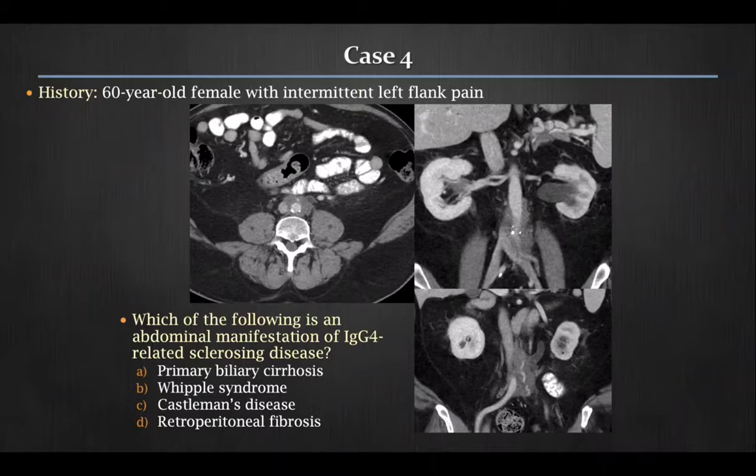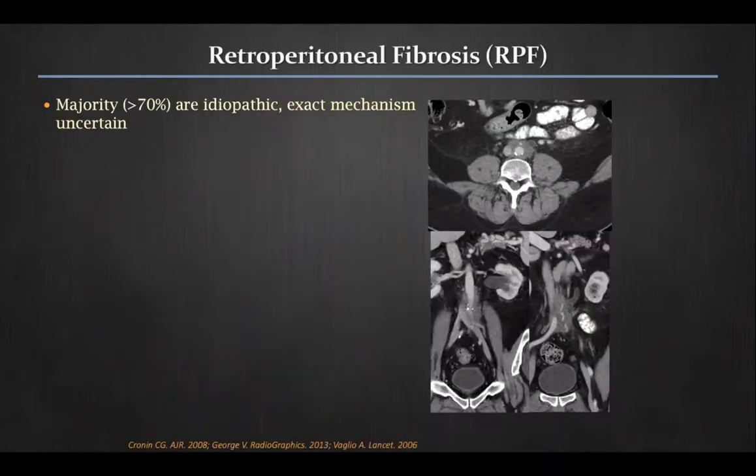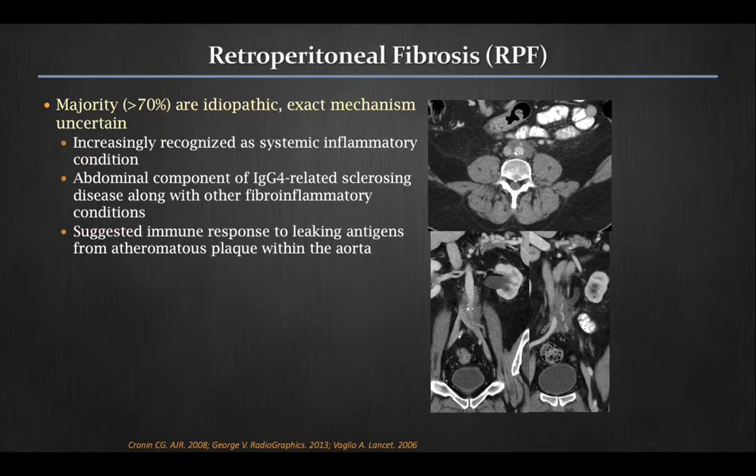So the multiple choice question, which is a manifestation of IgG4 related sclerosing disease. I mentioned this in the first case, retroperitoneal fibrosis. The majority of cases of retroperitoneal fibrosis are idiopathic, and the exact mechanism is uncertain, but cases are increasingly recognized now as a systemic inflammatory process, and many of these are part of the IgG4 related sclerosing disease spectrum, including the other fibroinflammatory conditions like mesenteric panniculitis.